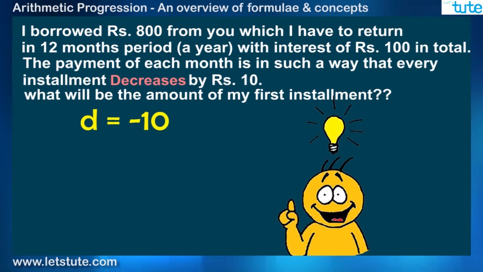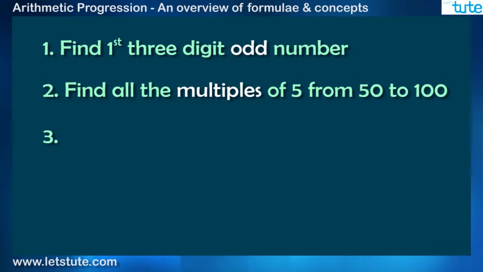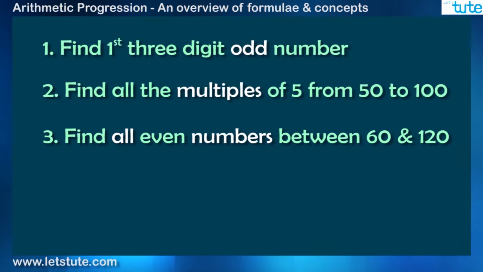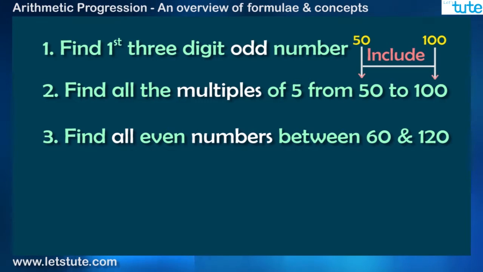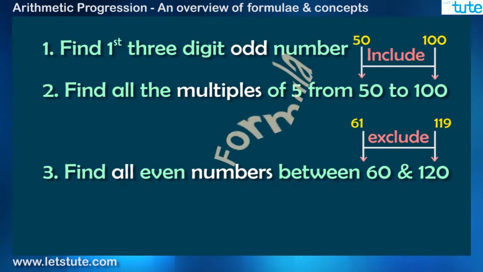Minus 10. Okay? So, one of the most common types of question asked is to find the number of terms in some interval, like first 3-digit odd numbers, multiples of 5 from 50 to 100 or some other. So, note down some points over here. When the range is given as from, include both the endpoints, and when it is said between, then exclude those endpoints. To calculate the number of terms, we again have a formula.